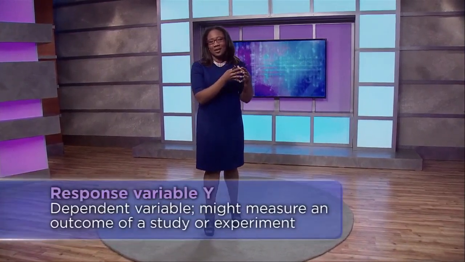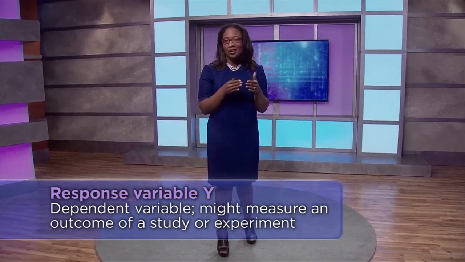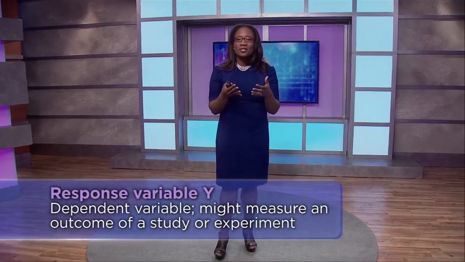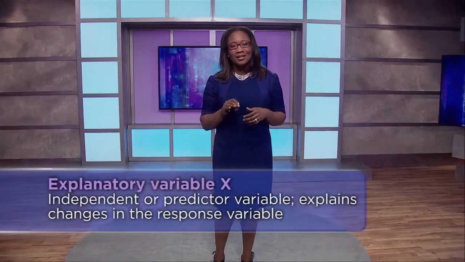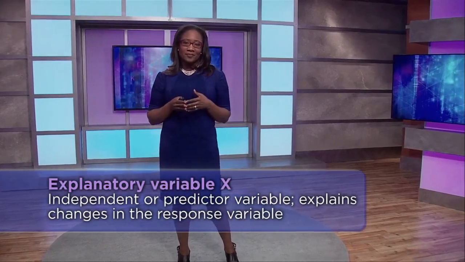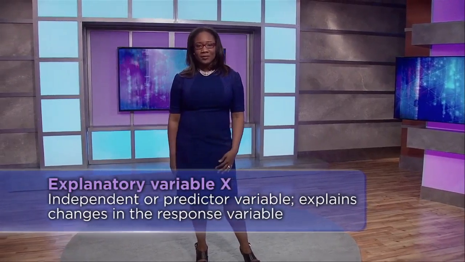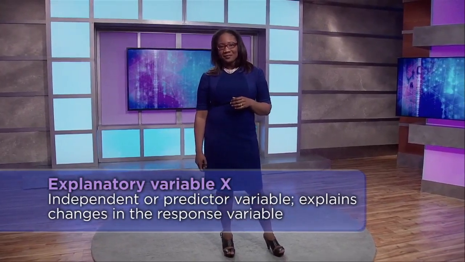Now, linear regression deals with some really interesting things. We're first going to start with a response variable, y. Now, this is our dependent variable. This is the target. This is what we might use to measure the outcome of our study or the outcome of our experiment. We also need some variables that are going to help us explain that response. And we call that the explanatory variable. That's x. X is our independent variable. You might also hear it called the predictor variable. We're going to use it to explain the changes in our response.